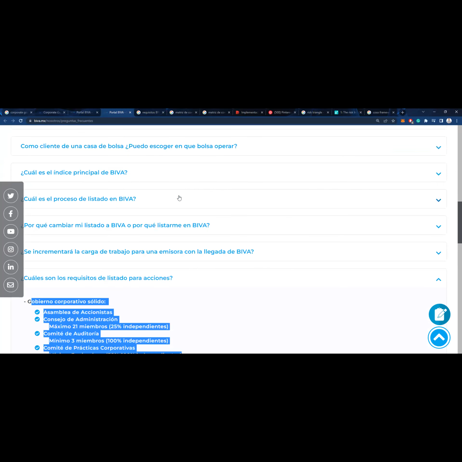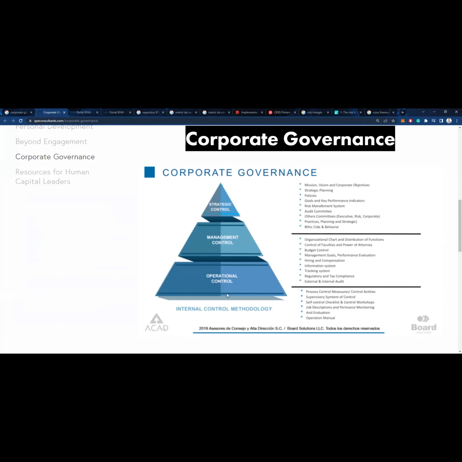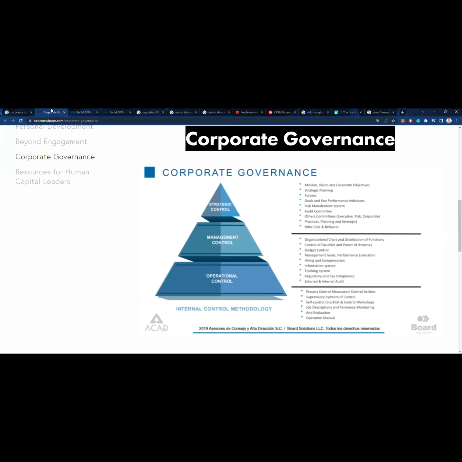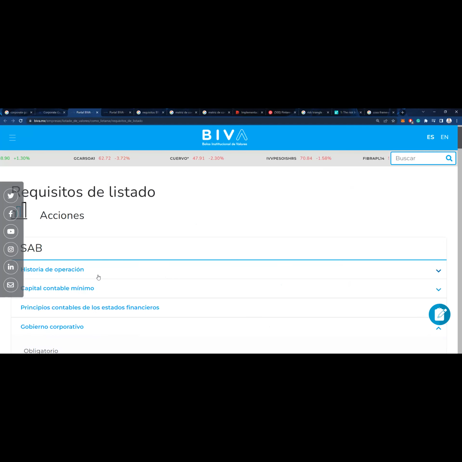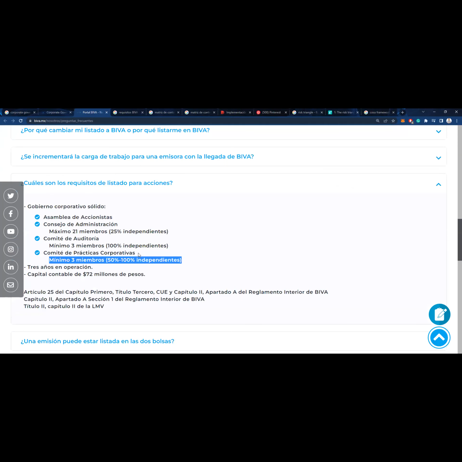Did you watch this from Viva? Yes. Okay, perfect. And did you see this triangle of corporate governance? Yes. So how do we establish from the COSO framework the internal environment, which is the first thing, guys? We must establish this corporate governance.